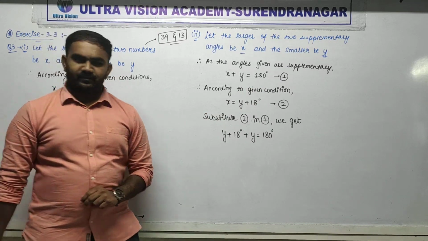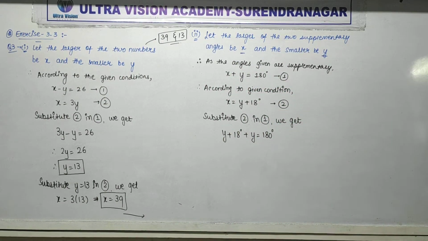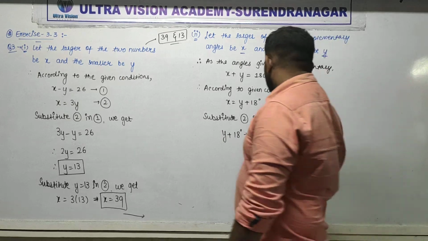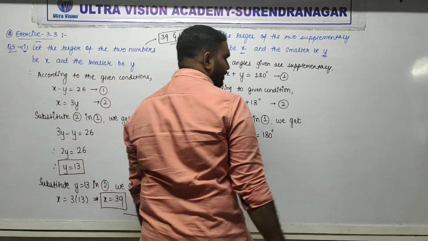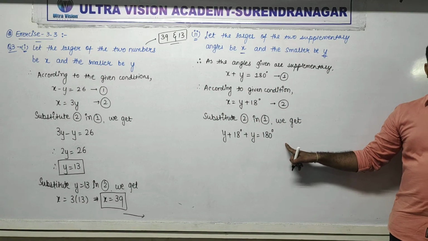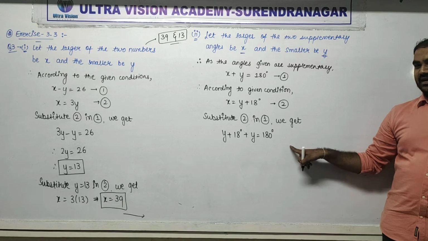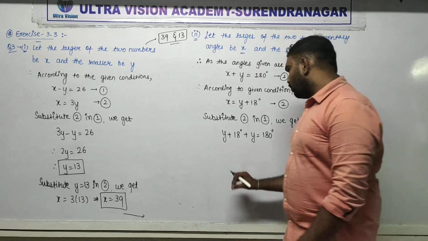Is it okay? Simplify. What is y plus y? 2y. What is 180 minus 18? 162. Why is it 180 minus 18? This 18 degrees will go here and it will become minus. So 180 minus 18 is 162, and y plus y will be 2y.